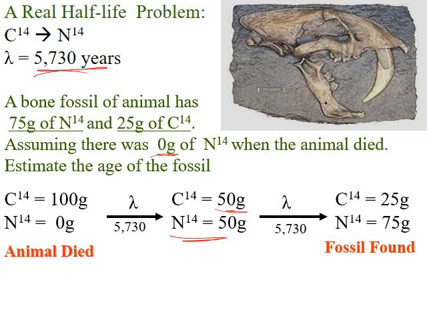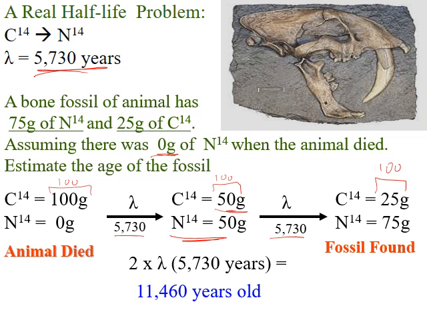And again, notice the totals haven't changed. We started with 100 here, and we still have 100 total between the two, and now there's nothing of the nitrogen-14. This is when the animal died. And how long ago was this? Well, it was 2 half-lives, here and here. So this animal died about 11,460 years ago, give or take about 10 years.